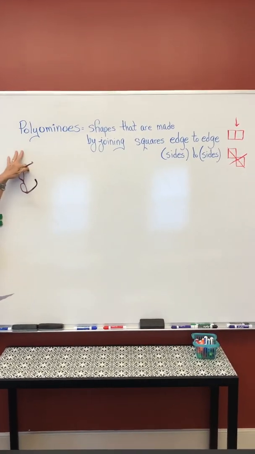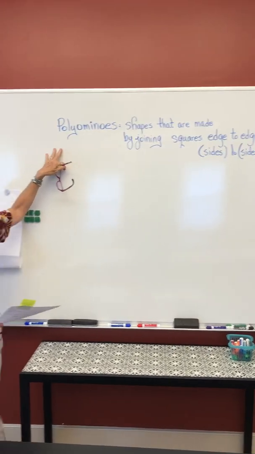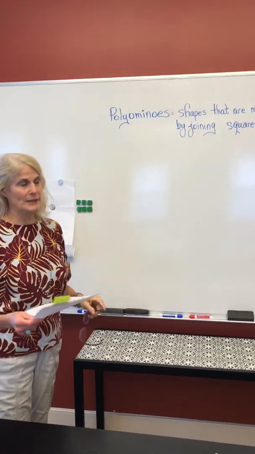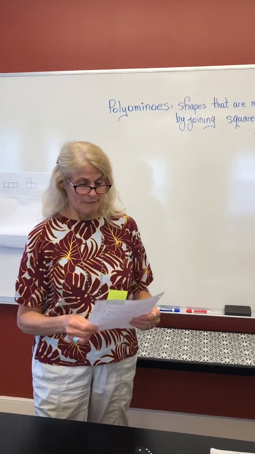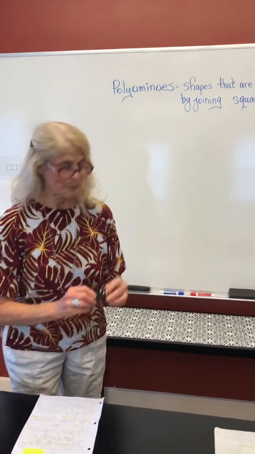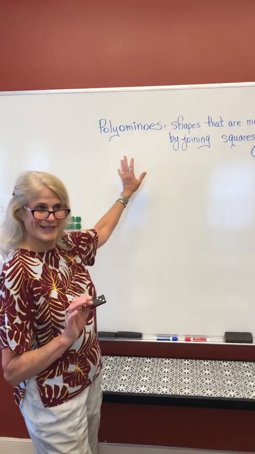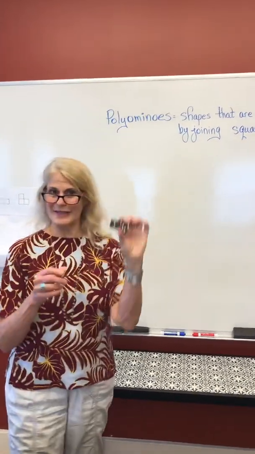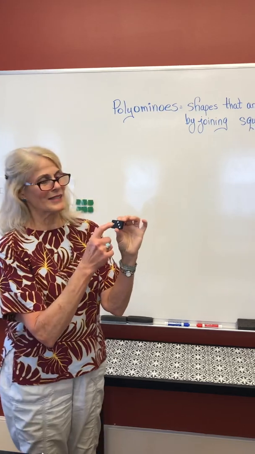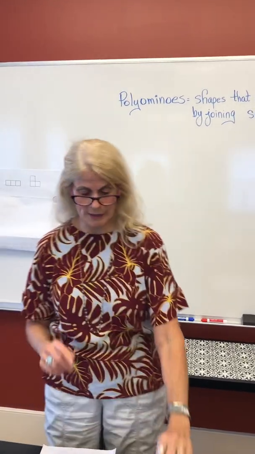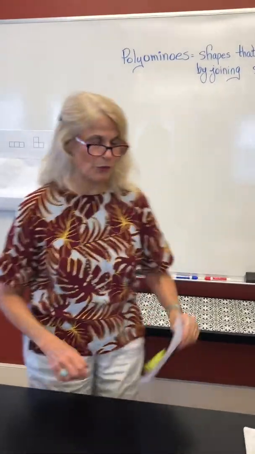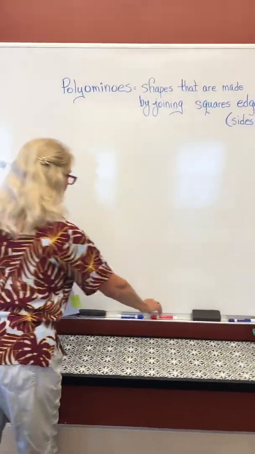So poly, if you remember that in geometry, means many, okay? So this is many different shapes that we can make with these figures. So the best known example, and I said you might have heard something that sounds like polyominoes, is a domino, right? So the domino has two sections to it, but we're going to be working with something more than dominoes. We're going to be working with three squares.